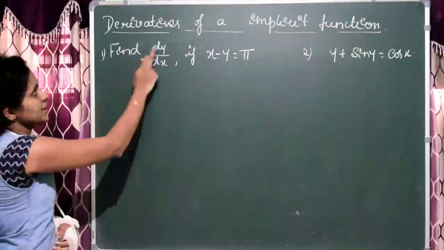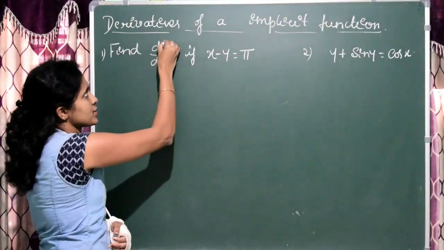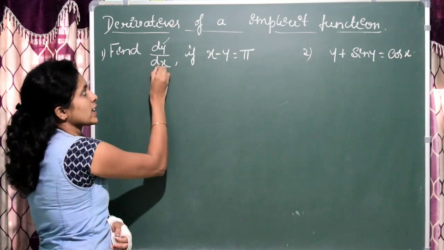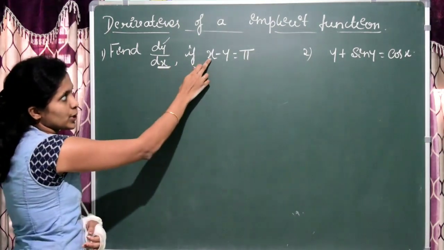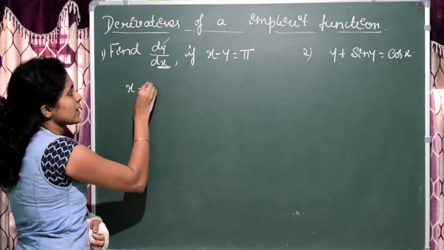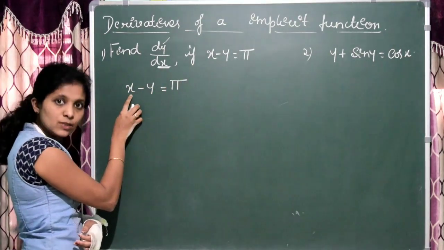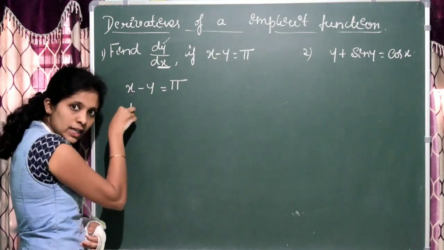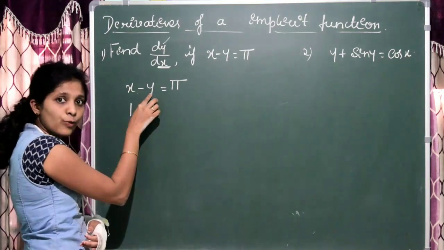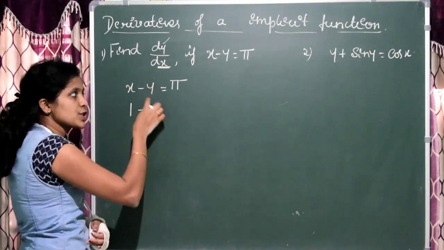Next one, find dy by dx if x minus y is equal to 5. You have to differentiate the function y with respect to x. So directly you can do this one. First I write x minus y is equal to 5. Now we differentiate the function with respect to x. So the derivative of x with respect to x will be 1, minus the derivative of y with respect to x. Again you have to differentiate y with respect to x.